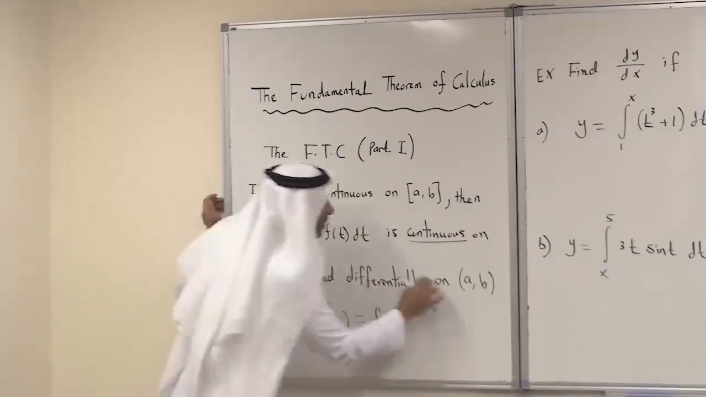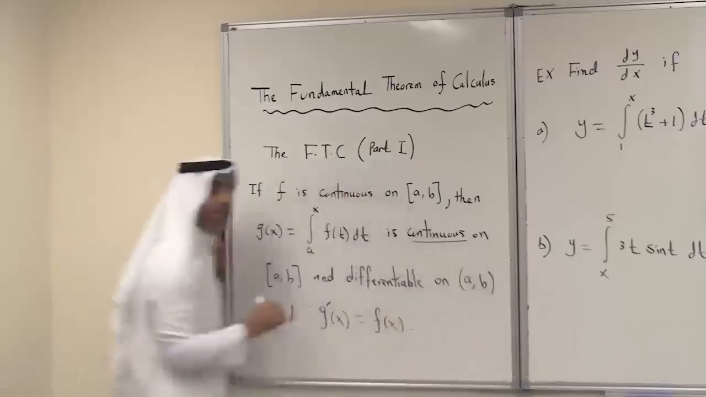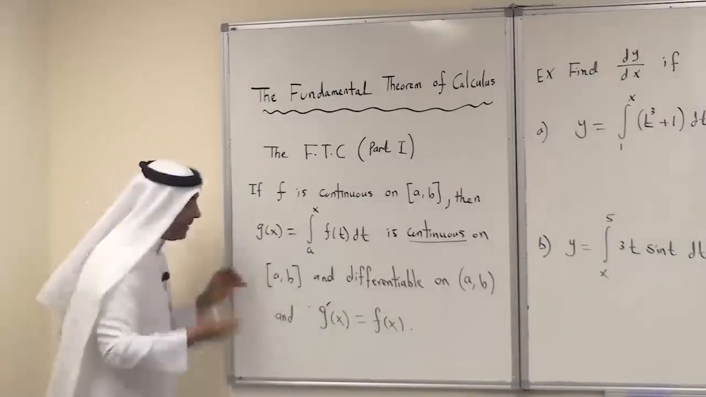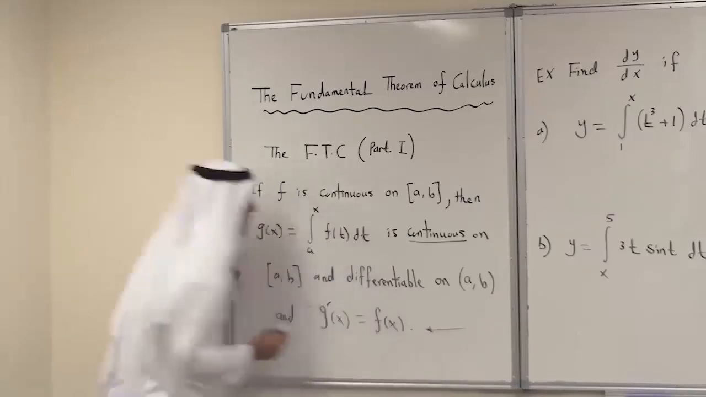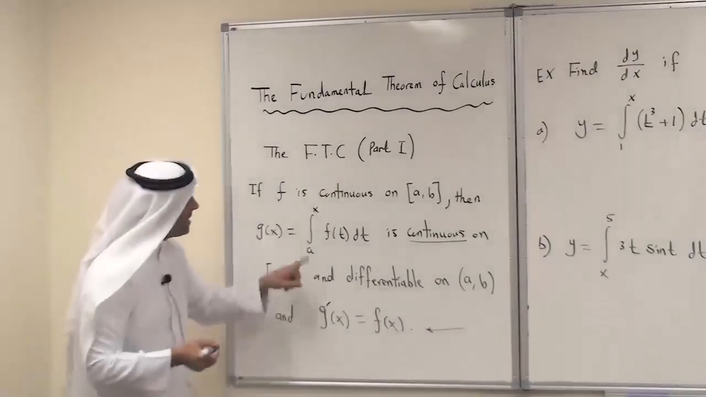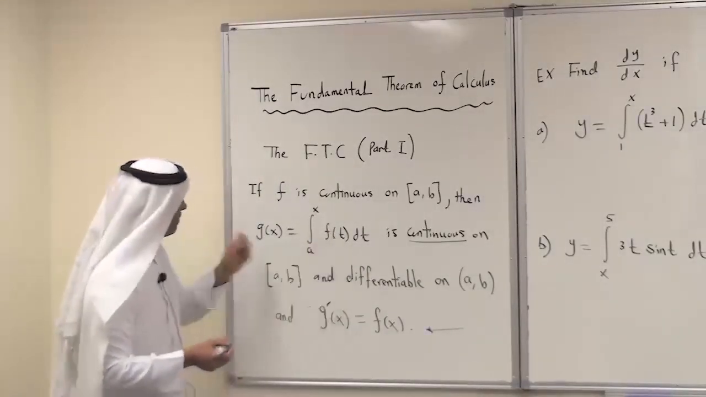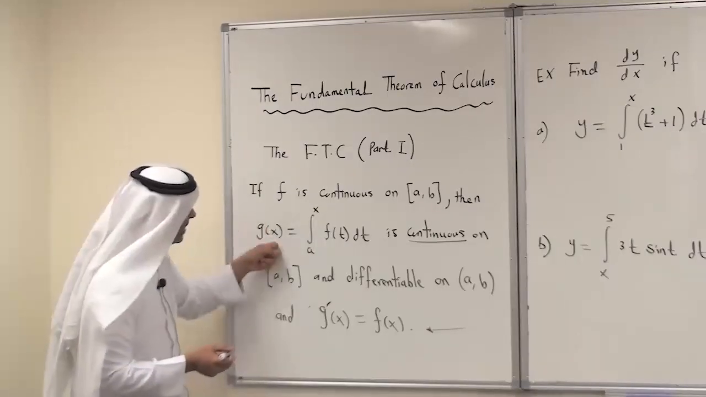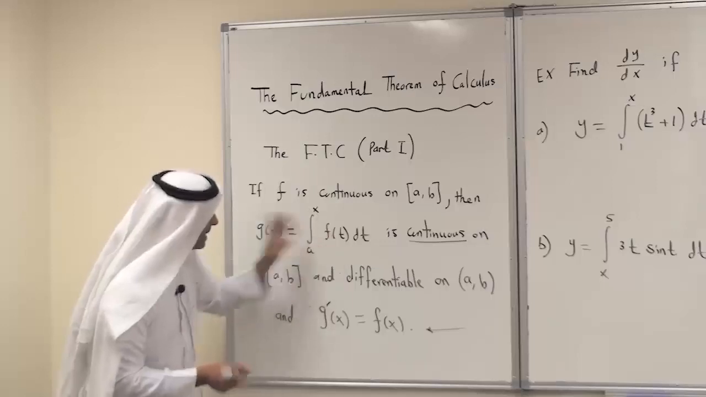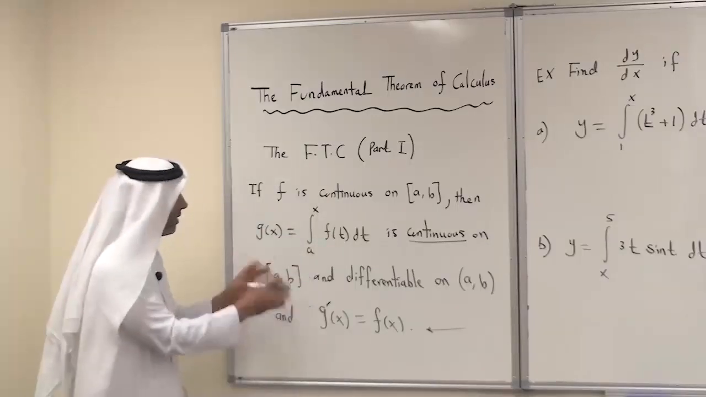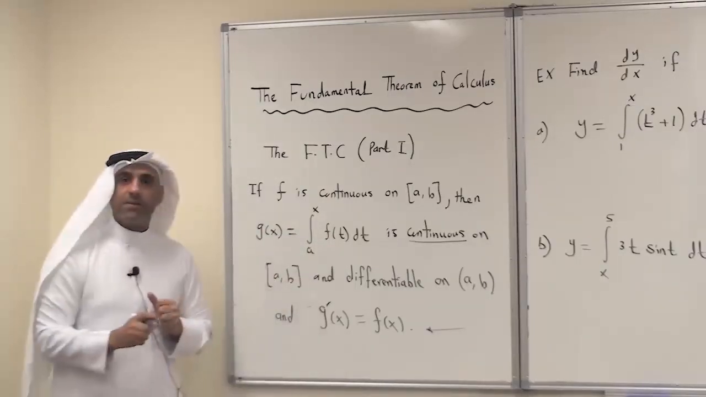It is more than this. It is differentiable on the open interval (a,b), and this is the formula that will give you the derivative of that function. So in general, what is the derivative of such a function? The derivative g prime of x will be simply f of x. That is the summary of what we call the fundamental theorem of calculus part 1.